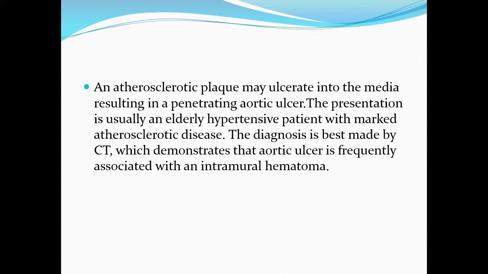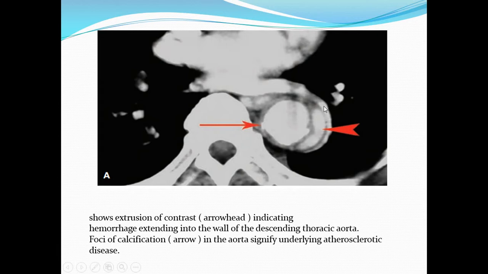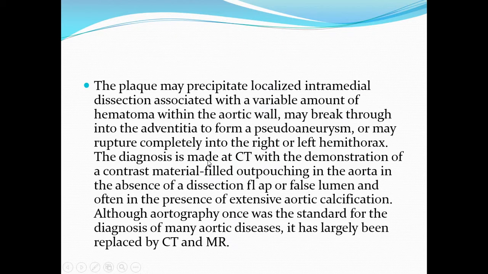The diagnosis is best made by CT, which demonstrates that the aortic ulcer is frequently associated with intramural hematoma. You can see here, this is an atherosclerotic aorta with a calcified plaque here, and there's an extravasation of contrast, indicating hemorrhage extending into the wall of the descending aorta. The plaque may precipitate localized intramedial dissection associated with a variable amount of hematoma within the aortic wall.